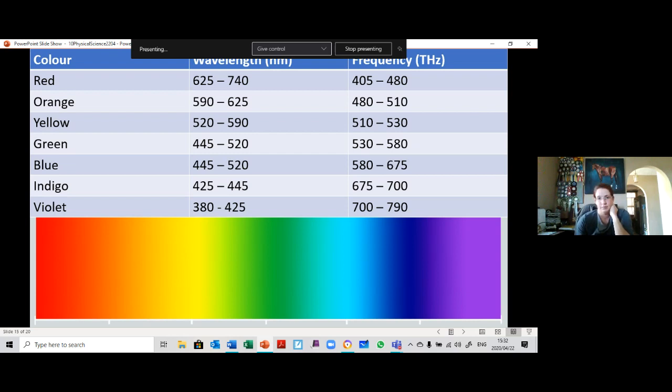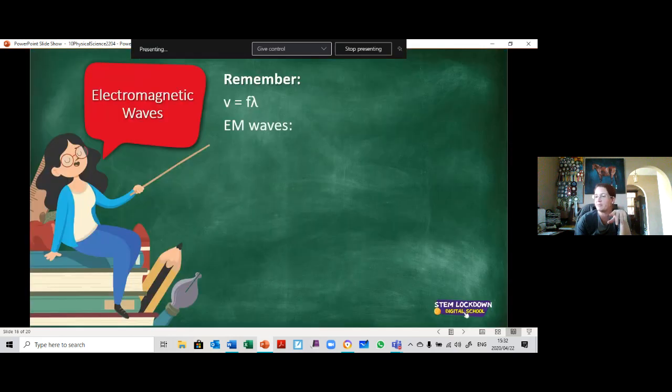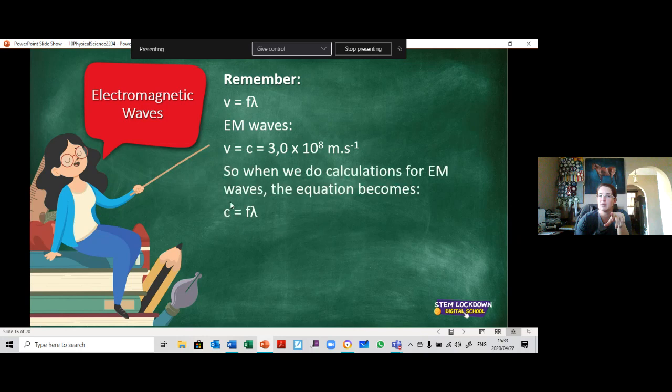Now, you remember that formula there? Remember the formula for wave speed? We've said that EM waves have a speed of 3,0 times 10 to the power 8. Fact, all EM waves. So instead of using wave speed here, use speed of light. Then you can calculate wavelength if you have frequency, or you can calculate frequency if you have wavelength.